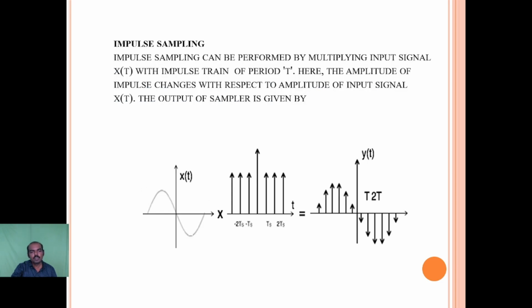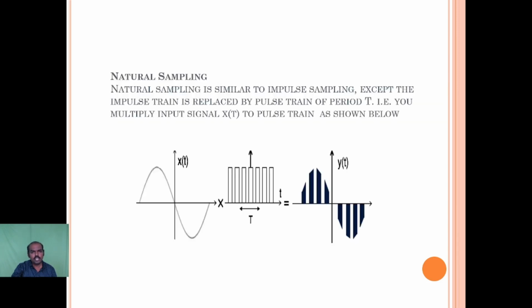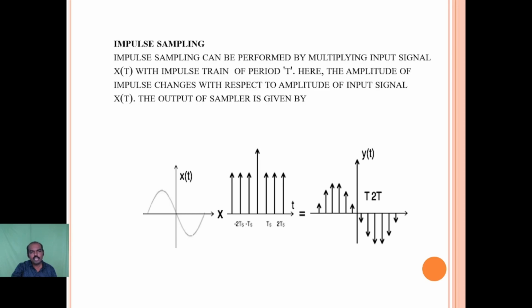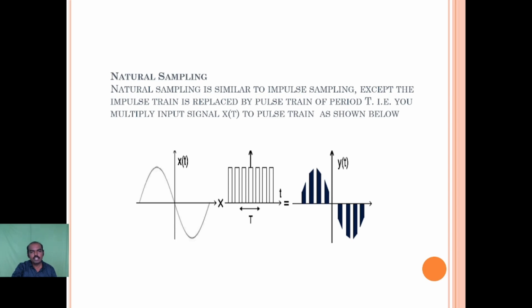In the previous slide, we used an impulse signal. Then in natural sampling, we are changing only the del of t. In this slide, del of t is changed from an impulse signal to a pulse train. Then both signals are applied to the multiplier. The multiplier produces the output signal y of t in the form of a sampled signal. The amplitude of the output sampled signal will change according to the message signal. The signal is a pulse train of period t.